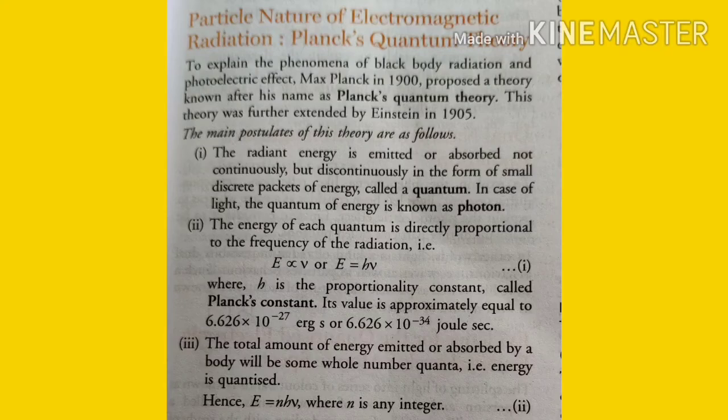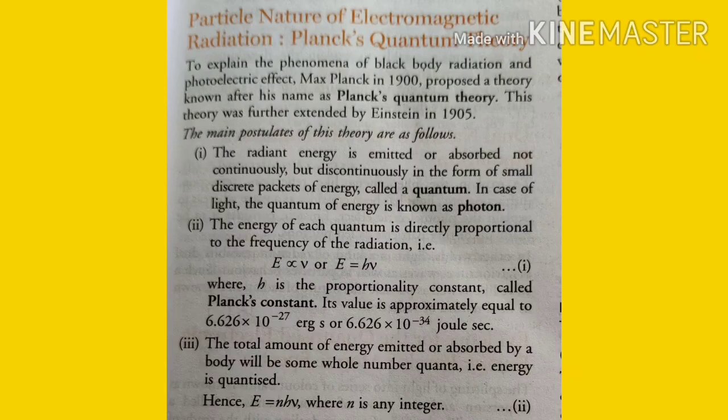This theory was further extended by Einstein in 1905. The main postulates of this theory are as follows. This theory was given by Planck, and it is called Planck's quantum theory. The first point of this theory is that the radiant energy is emitted or absorbed not continuously but discontinuously in the form of small discrete packets of energy called a quantum. In case of light, the quantum of energy is known as photon.